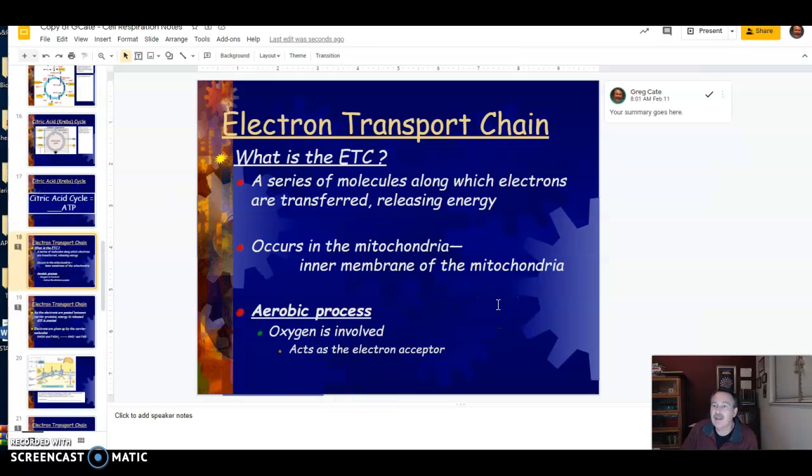And what is the ETC? Basically, it's just the inner membrane that has several protein channels embedded in it, and it's going to be taking this released energy and moving it through the membrane. It's going to take the hydrogens that were gathered from the NADHs and the FADH2s and move those across the inner membrane to the inner membrane space. So it's that space between the two membranes.